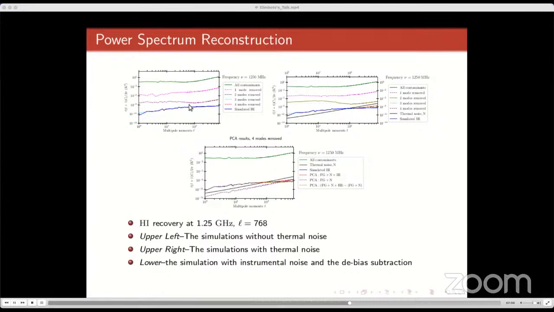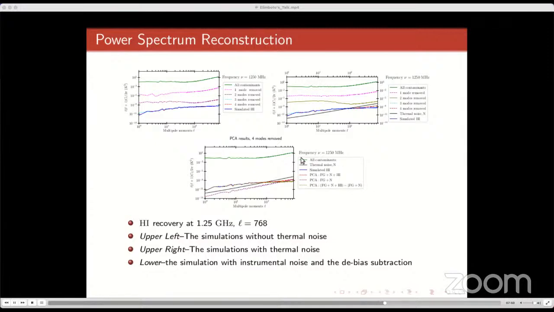We also represent our result in terms of power spectra. From the upper left panel, these are the power spectra from simulations without thermal noise after removing 1, 2, 3, and 4 modes. And on the top right panel, the simulation includes thermal noise. And for the lower panel, we include thermal noise, but because PCA is hampered by systematics and noise, it is difficult to completely recover the signal.